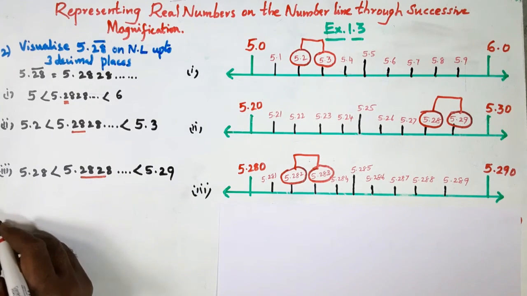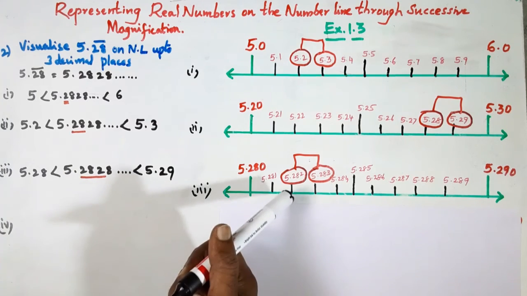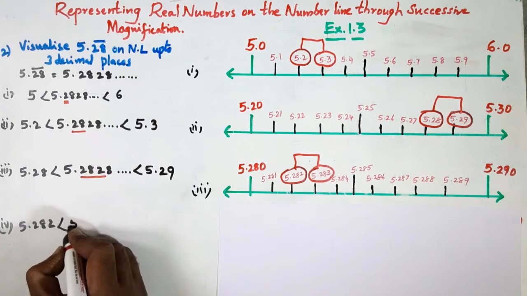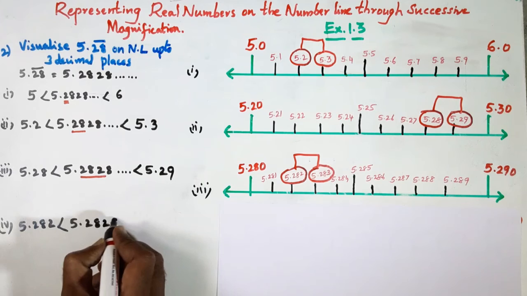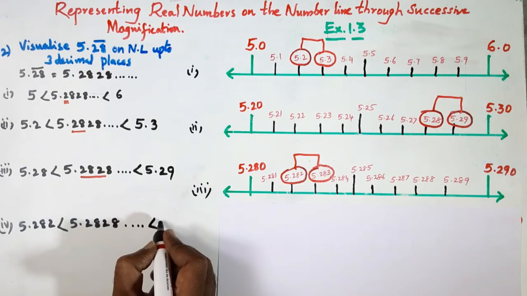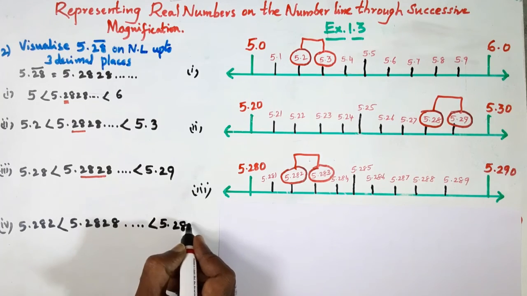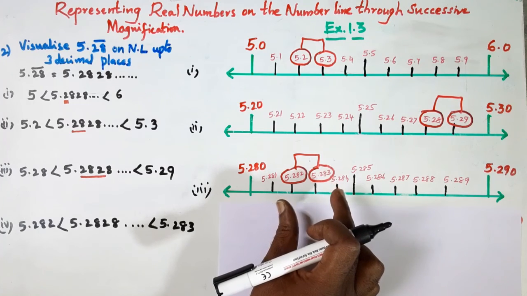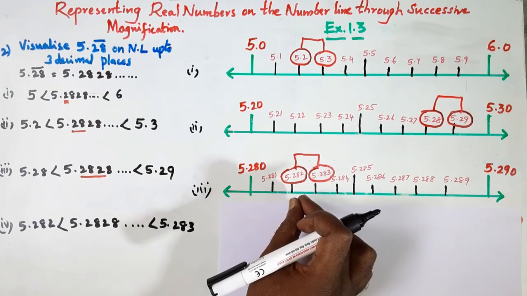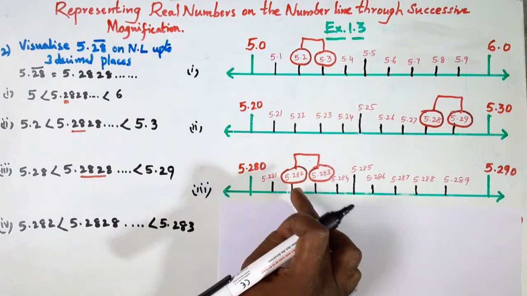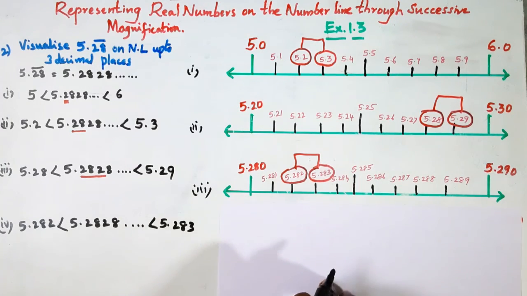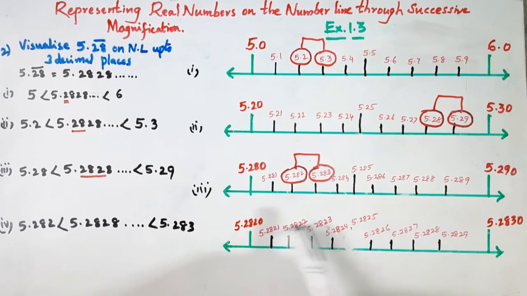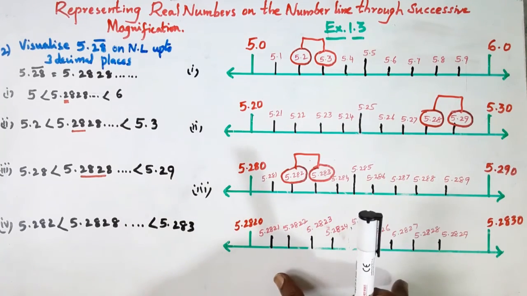Next one. So the given non-terminating recurring decimal lies between 5.282, which is less than 5.2828 and so on, and 5.283. Okay, now we have to zoom this 5.282 to 5.283. If you zoom these two values, you are going to get the values in between these two values, like this. That means 5.282 to 5.283. We have zoomed this one, you got this one.